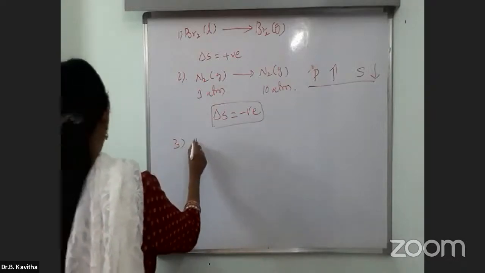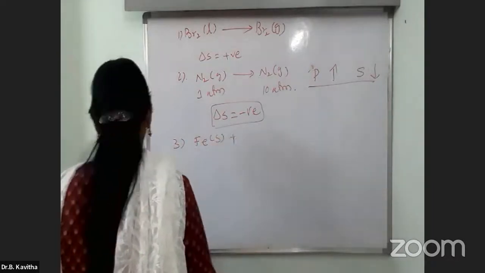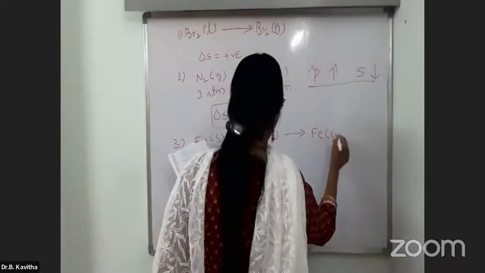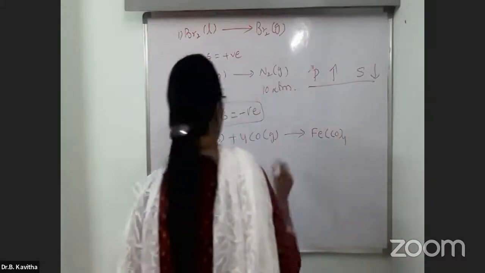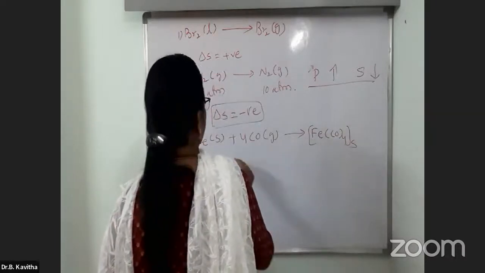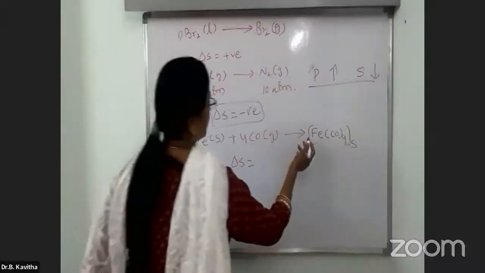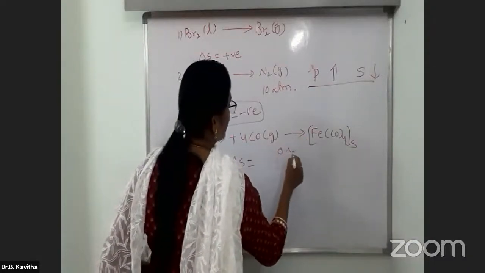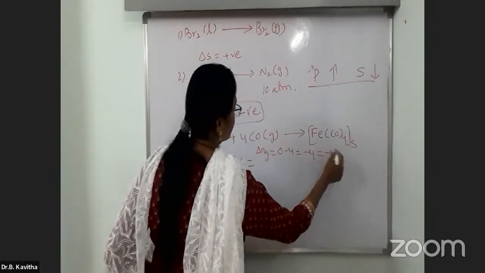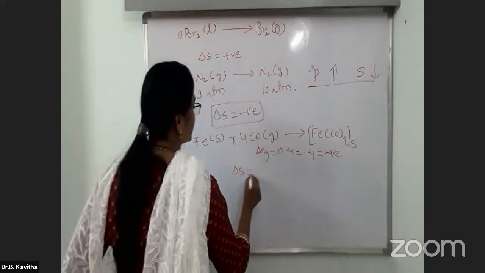Third one: iron, which is in solid state, reacts with 4 moles of carbon monoxide, which is in solid state. What is delta S? Negative. Because this is 0, 0 minus 4 is there, 0 minus 4 delta Ng. It is minus 4, therefore delta S is negative.